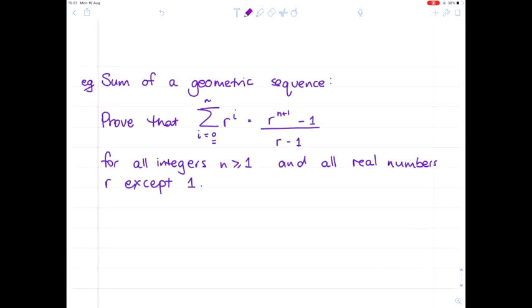All right, let's have a look at another example. We want to show that the sum of a geometric sequence is r to the n plus 1 minus 1 over r minus 1, where our geometric sequence is r raised to the i, and we're summing over i from 0 to n.